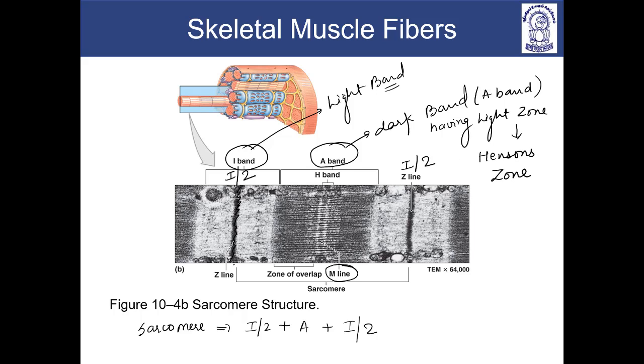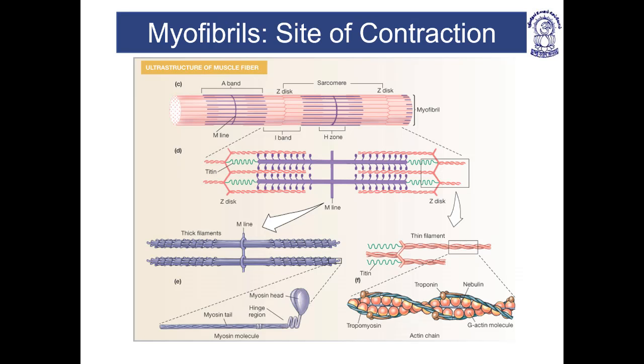Okay. And the light band basically has a dark line known as the Z line, or Zwischenscheibe line. The Henson zone has a thick dark plate or disk known as the M line. Is that clear? Yeah. Now, myofibrils are the site of contraction.